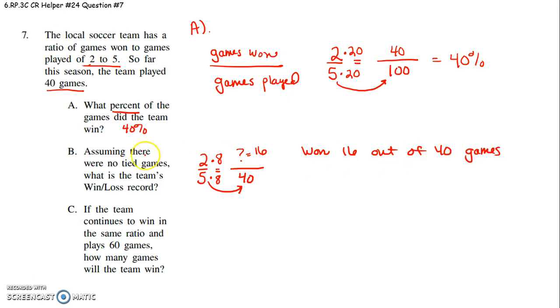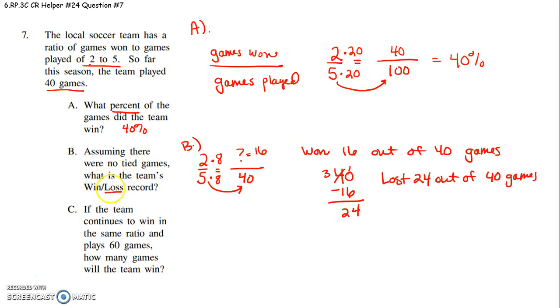Well, if they've won 16 out of 40, and I want to know how many they lost, I would have to take 40 minus 16. 40 minus 16 is 24, so they lost 24 out of 40 games. So what is the team's win to loss record? 16 to 24 is the win to loss record. That's what it looks to me like it would be.